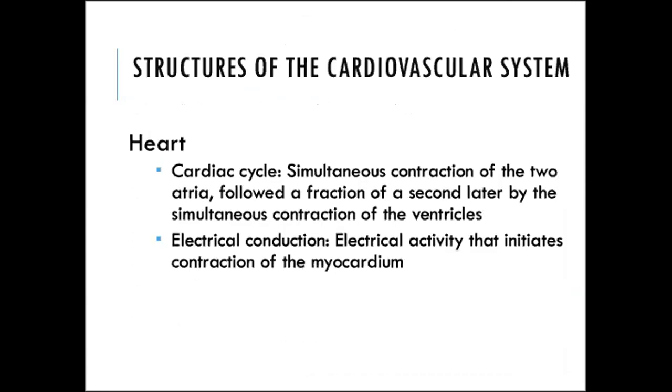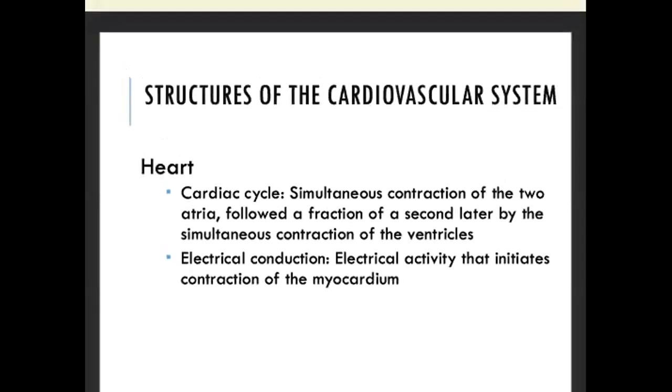And we're going to start with the structures of the heart. And we're going to have a visualization of the cardiac cycle on the next slide. And in a few slides, we'll be looking at that electrical conduction. So when we talk about the cardiac cycle, this is a simultaneous contraction of the two atria, followed a fraction of a second later by the two ventricles. And then our electrical conduction is completely within the heart. And it's going to be explained more in the next slides.